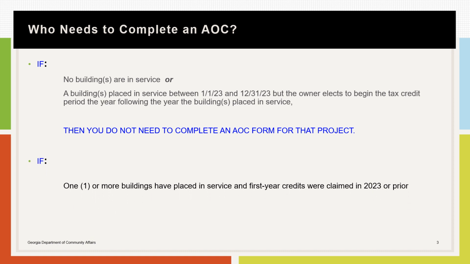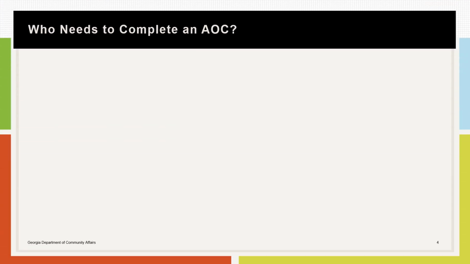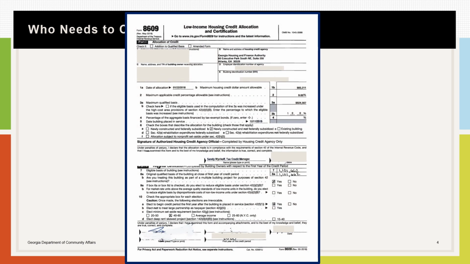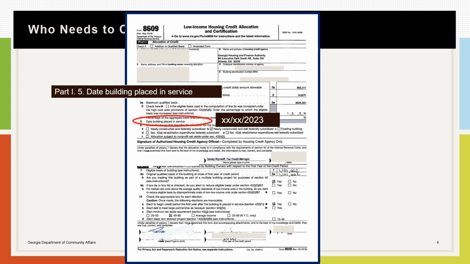However, if one or more buildings have placed in service and first-year credits were claimed in 2023 or prior, then you must complete the AOC form. So you can verify the date a building or a bin placed in service and the credit period start date on the IRS Form 8609. Part 1, number 5, will tell you the date that building or bin placed in service.